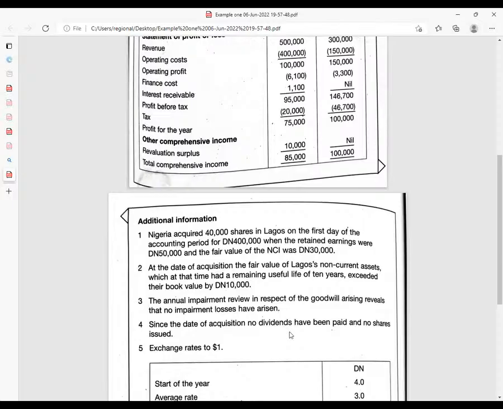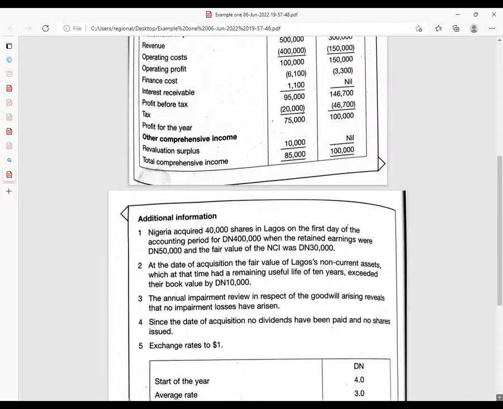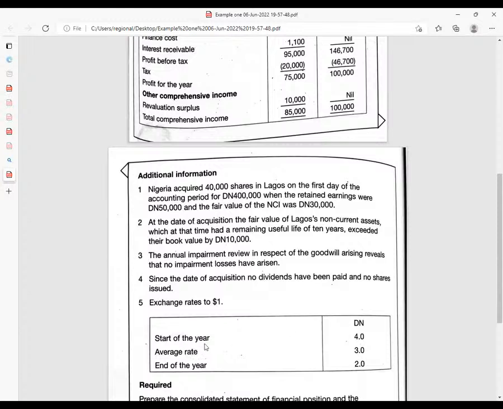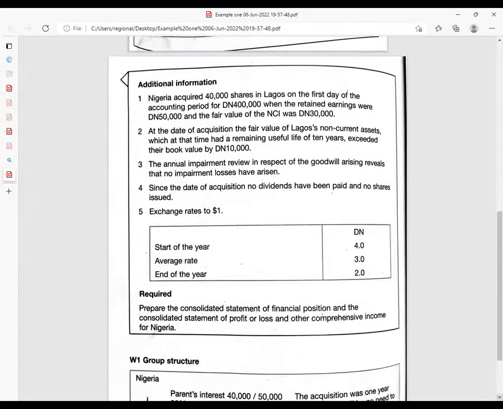We can see the exchange rates to dollars. We have start of the year, average rate is for the income statement items, and then end of the year is for the balance sheet items, assets and what here? Liabilities. So they want us to prepare a consolidated statement of financial position and a consolidated statement of profit or loss and other comprehensive income for who? For Nigeria. So we start as usual. We start with the group structure.